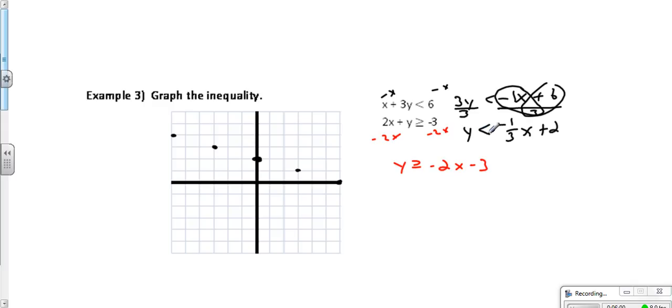It is less than with no line underneath it, so it's a dotted line. And it's less than, so we would shade below.